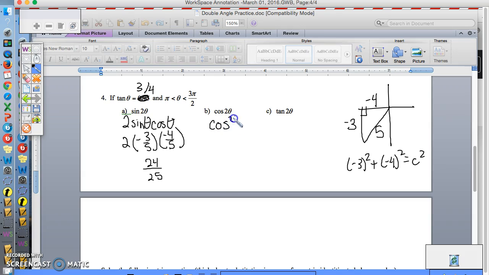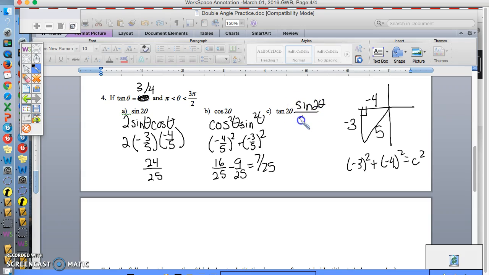Cosine, so we have the cosine squared of theta minus the sine squared of theta. So our cosine, negative 4/5 squared minus negative 3/5 squared. So we have 16/25 minus 9/25. So we have 7/25.